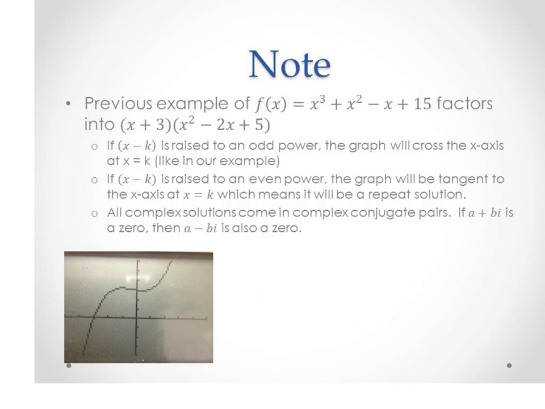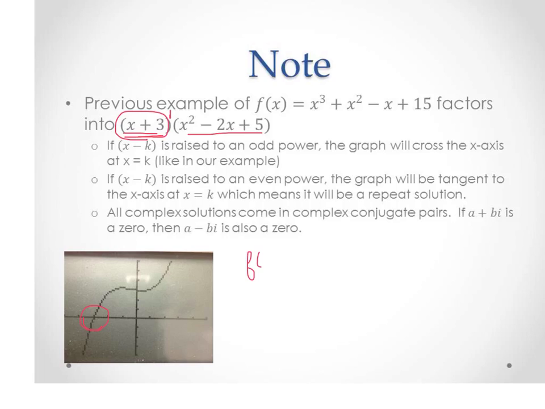All right, just a note, on that previous example we just did, it does factor, and of course we pulled out that -3, so it factors into x plus 3, and then we had our x squared minus 2x plus 5. If x minus k is raised to an odd power, the graph will cross the x-axis. So because x plus 3, there's one of those, the graph crossed at -3 there. But if x minus k is raised to an even power, the graph will be tangent to the x-axis, which means it's a repeat solution.